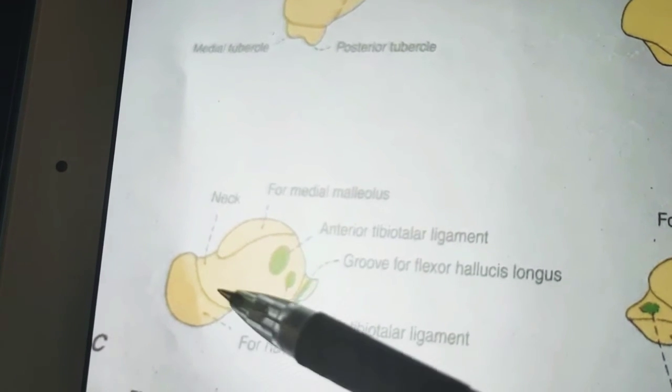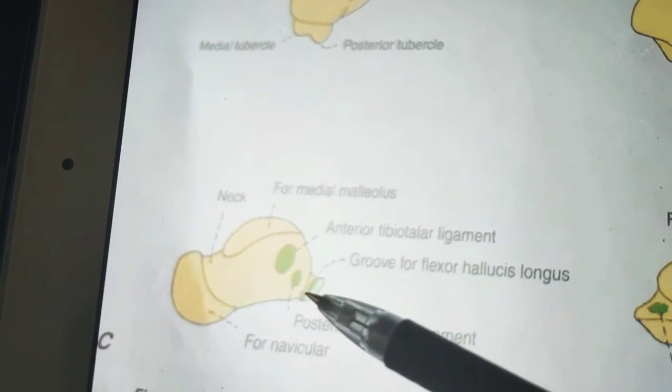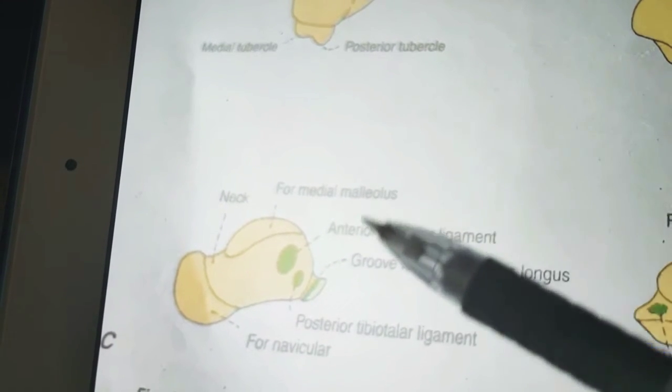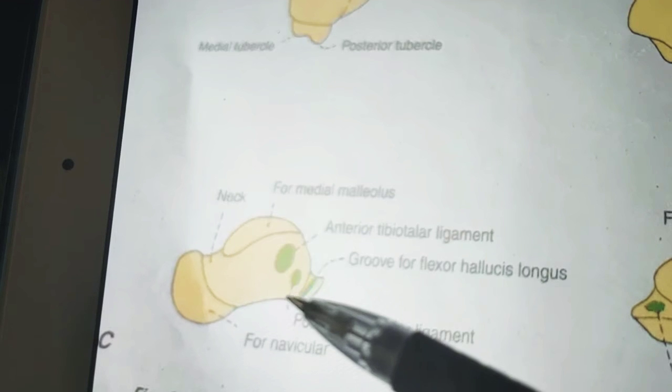The sulcus of the talus bone is called the sulcus tali, and the sulcus of the calcaneus is called the sulcus calcanei. Both together are called the sinus tarsi.